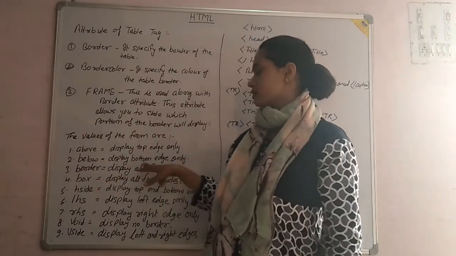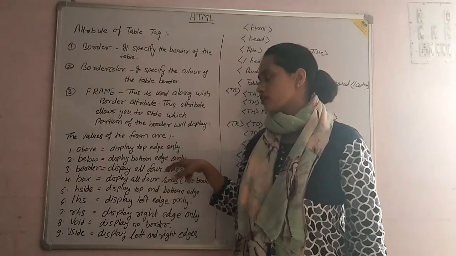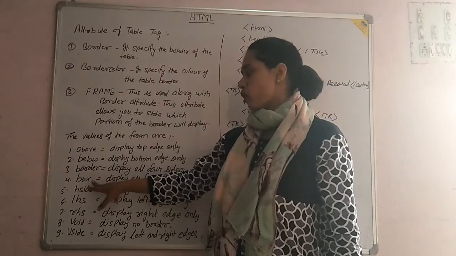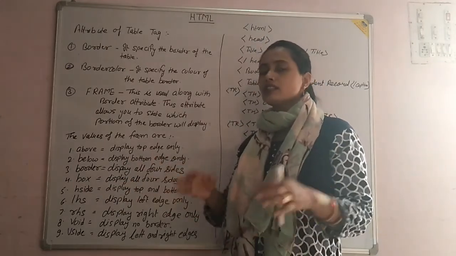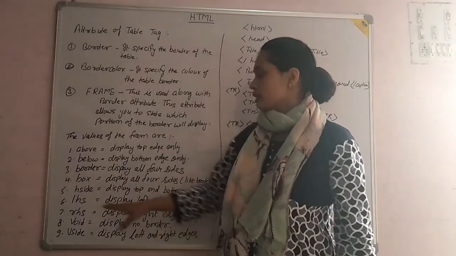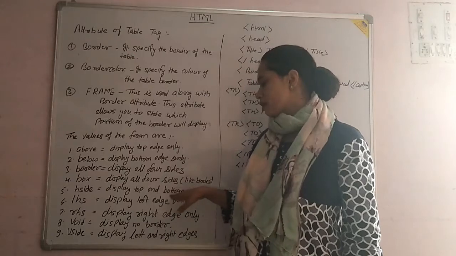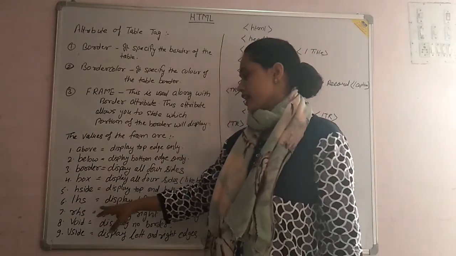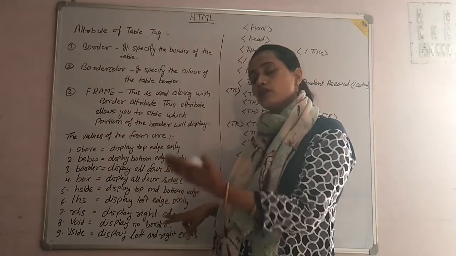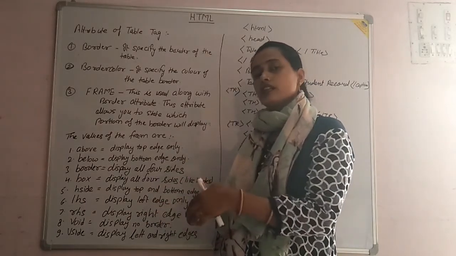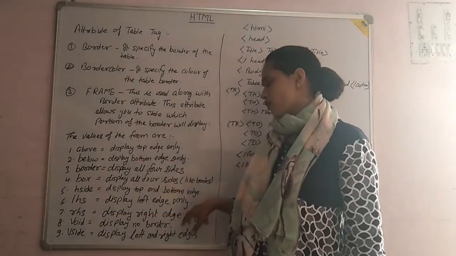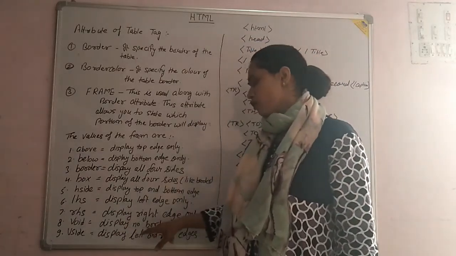Next is below. This displays the bottom edge only. Border displays the four sides of the border. And next is box. It is the same as border, you can't see any difference between them. They are all about the same. Okay, next is hsides, display top and bottom edge. LHS, display left edge only. You can see the left edge is displaying on the browser, and the others are not displaying.